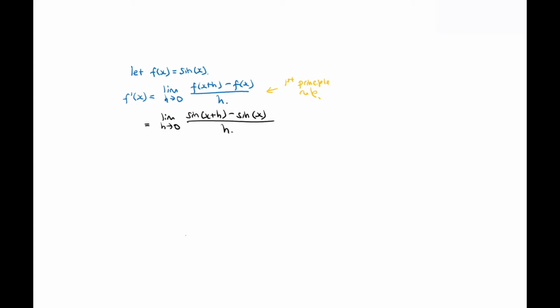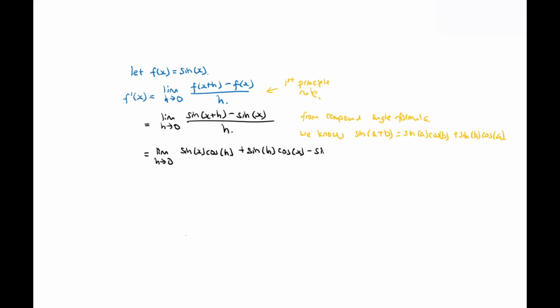Now I want to expand sine of x plus h, so I have to use a rule, and that is the compound angle formula. What this says is that sine of x plus h equals sine x cos h plus sine h cos x. That basically makes it easier for us to factorize later on. So that's equal to the limit as h approaches 0 of sine x cos h plus sine h cos x minus sine x, all divided by h.